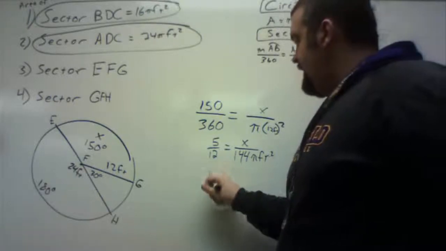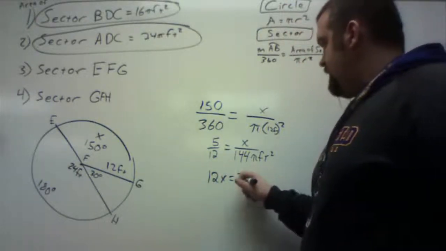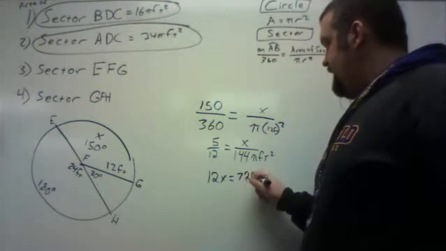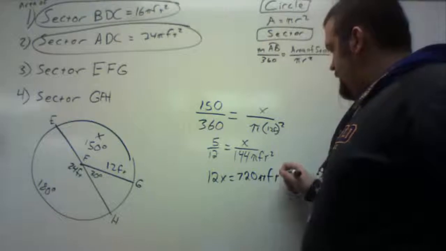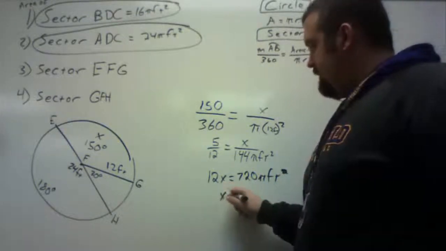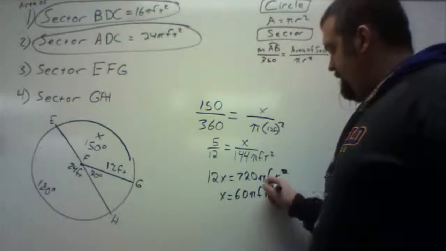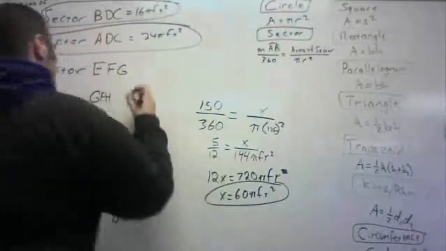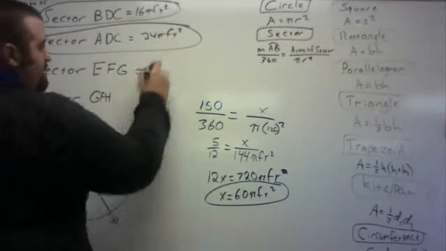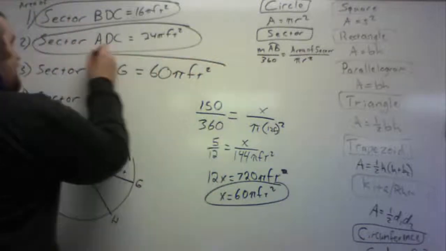Cross multiply, 12x equals 720 pi feet squared. Divide both sides by 12, x equals 60 pi feet squared. Again, you might be plugging this in the calculator and giving me a rounded answer, but if they don't require it, 60 pi feet squared is a perfectly fine answer for me.